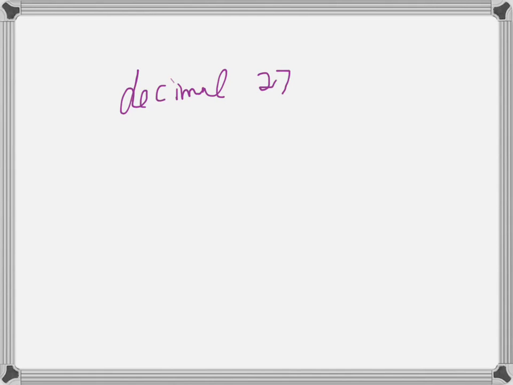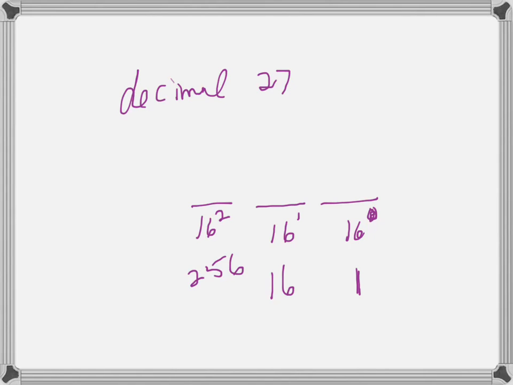Let's say I have a decimal number of 27, and I want to know, how do I write that in hexadecimal form? Okay, I'm only going to need 2 spots here. This is the 16 to the 0 spot, and this is the 16 to the 1 spot, which means this is the 1's place and this is the 16's place. There's a 16 to the 2, which is 256, but 256 doesn't go into 27, right?